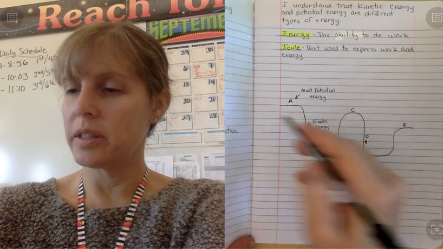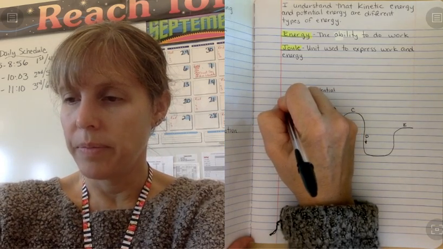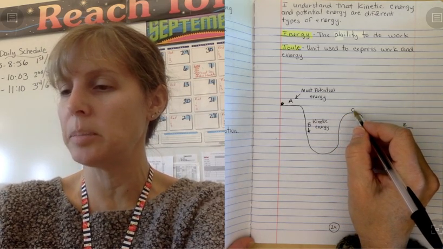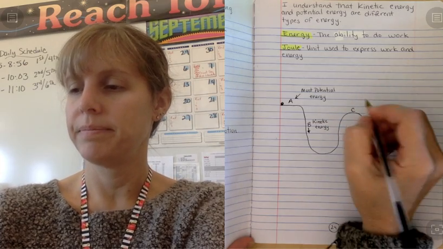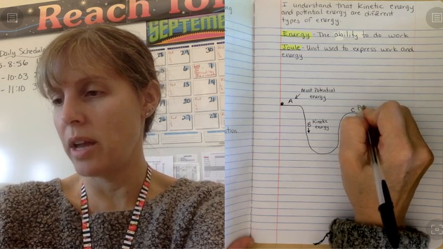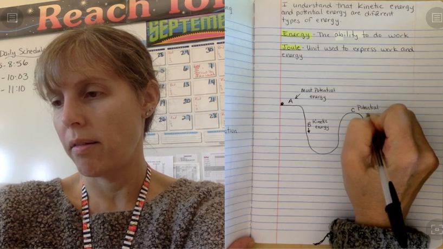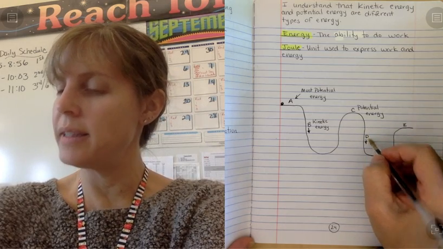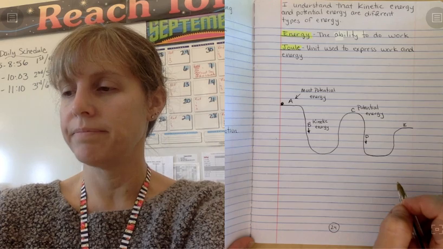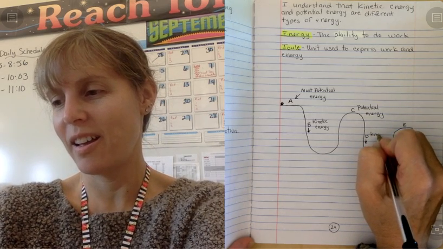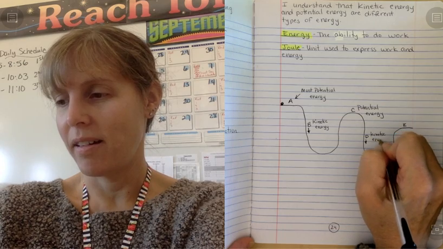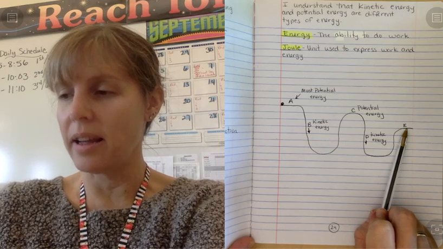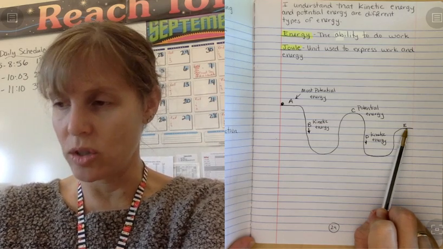If this ball, let's start a ball here, continues and goes up the hill and stops at C, is this potential or kinetic energy? You are right, it has potential energy. If the ball is moving here at D, is it potential or kinetic? It's kinetic. And E, is this potential energy or kinetic? It's not moving, so that means that it's potential.